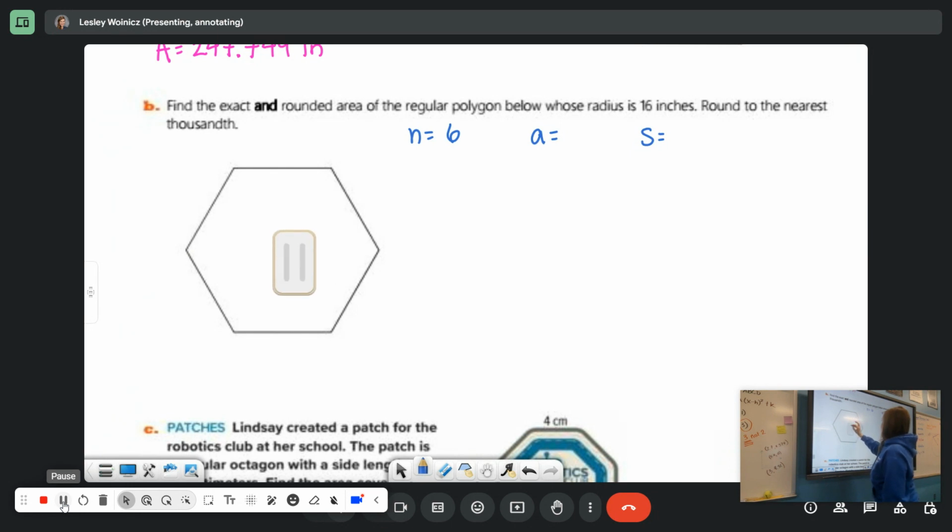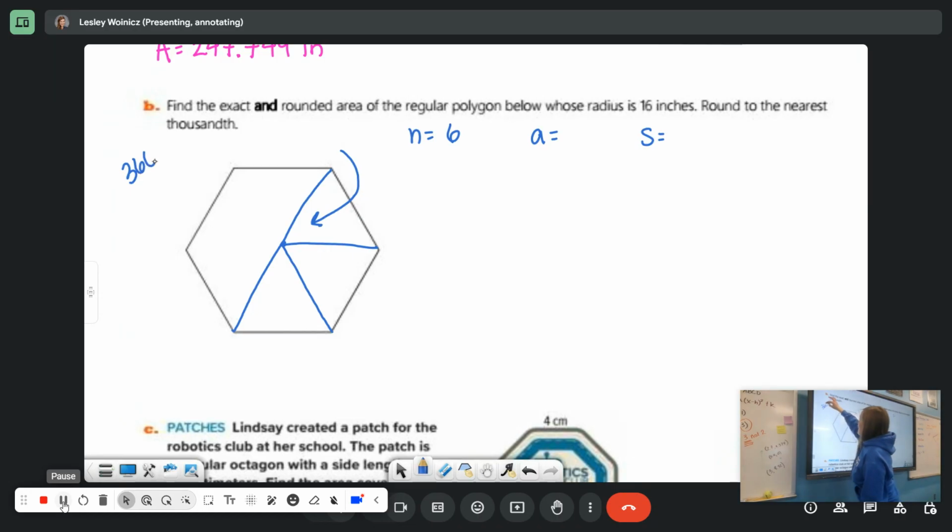And then I have to do some investigating. So I'm going to draw in my center. I'm going to make 1 or 2, let's make 2. I'll make 2 of my 6 triangles. Okay, I know that the measure of my central angle is going to be 360 degrees, which is a complete rotation, chopped into 6 pieces. So that is 60 degrees.